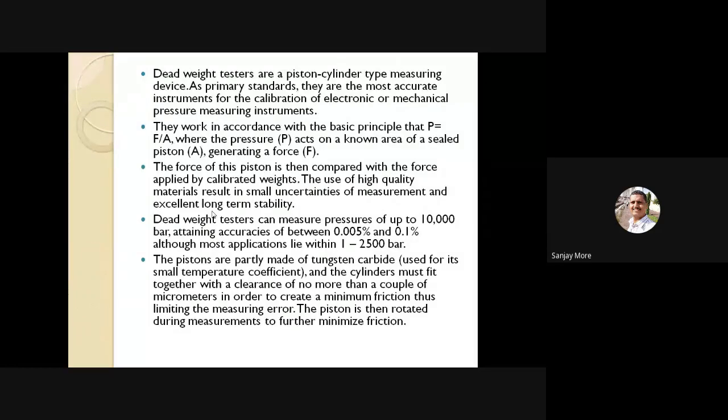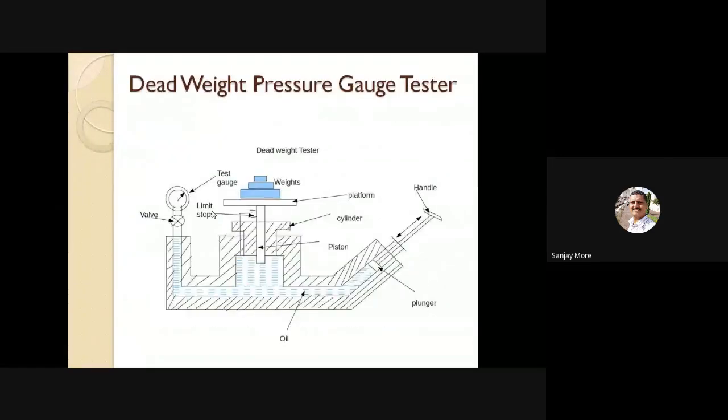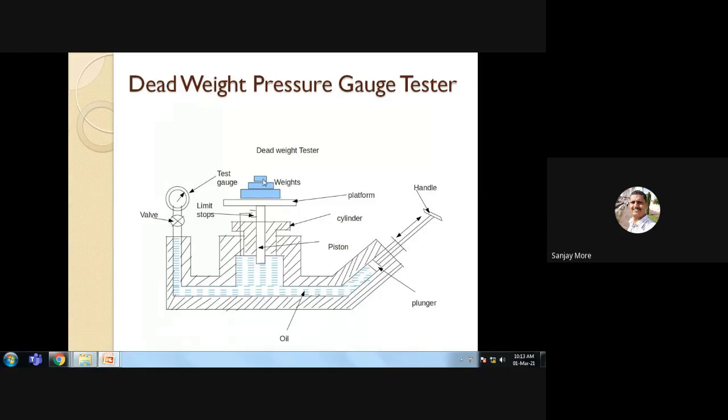Okay, the force of the piston is thus compared with the force applied by the calibrated weight. When you are applying force on this cylinder, this piston moves upward and downward. This is compared with this weight.